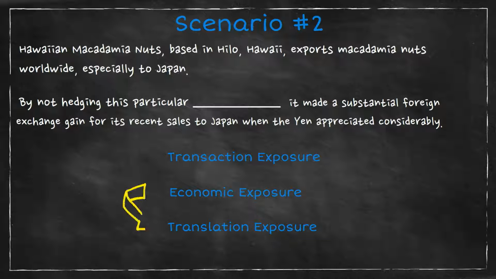If you picked transaction exposure, you would be correct. Hawaiian macadamia nuts made a substantial foreign exchange gain by not hedging its transaction exposure.